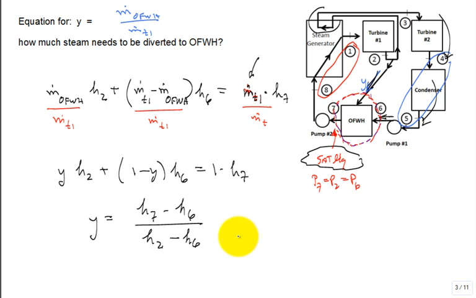Thumbs up if you like it. Got a couple? Good. All right. So that's the equation. So in order to get the value of y, to say it's 18% or 22%, I need to know these values of h.